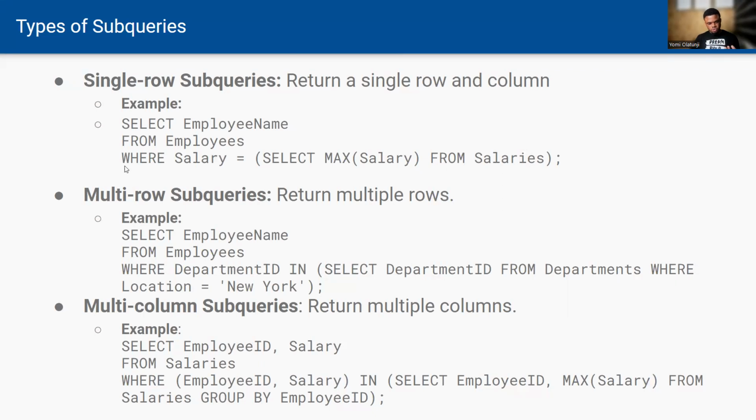So the first one is the single row. The second one is multi-row. Notice this; let me explain this query. It's trying to select employees that are in New York, meaning their department is in New York. But from the employee table you don't have where the department is. What you have here is probably the department ID. You don't have the department location in the employee table, which is understandable. So you first of all have to go and get all the departments that are in New York.